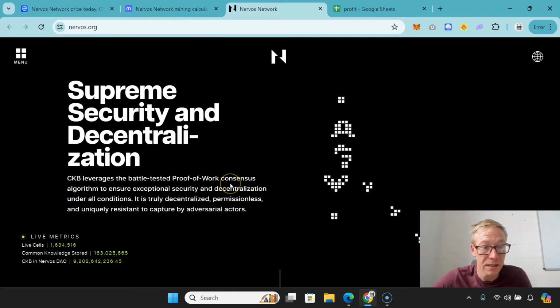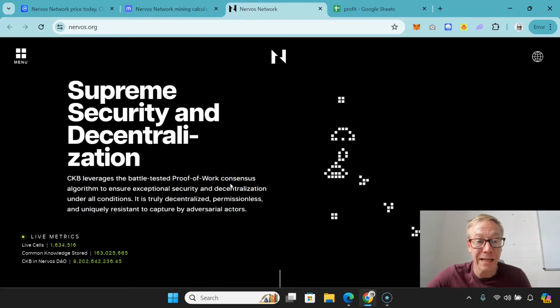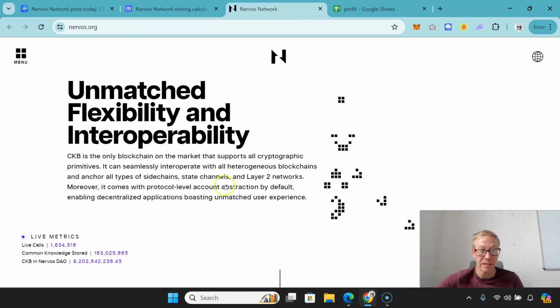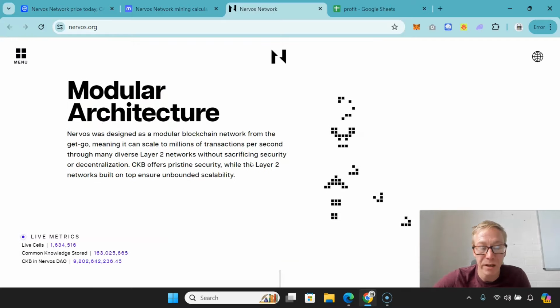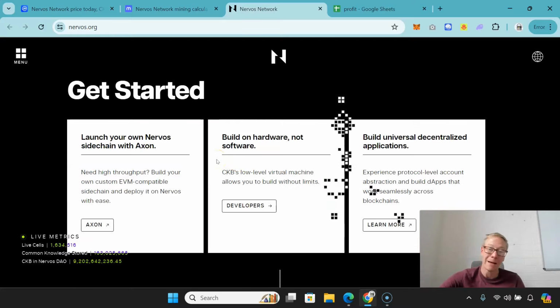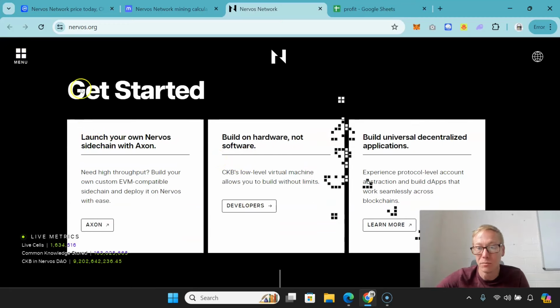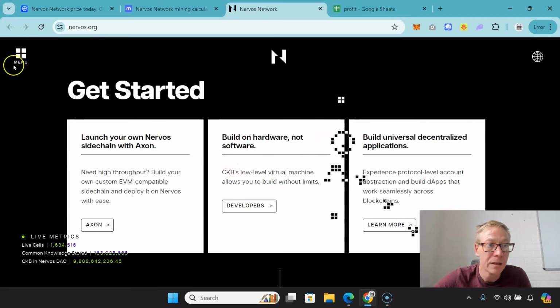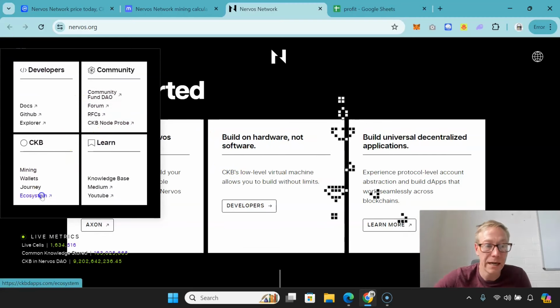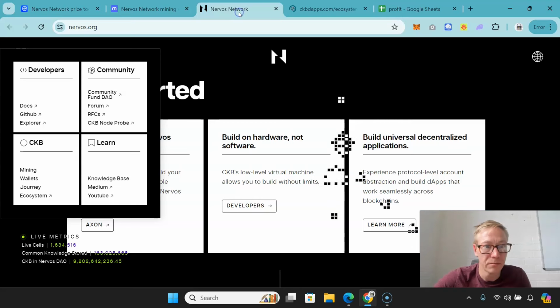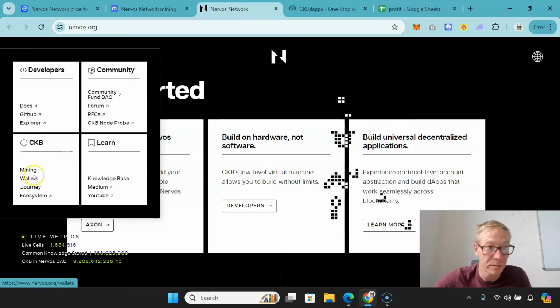Nervos, in terms of what they've actually managed to get done in a very short space of time, is pretty impressive. Live stats wise, you've got 1.6 million Common Knowledge stored, over 163 million CKB in the Nervos DAO, 9.2 billion. So they've got a good amount in the treasury to push on building and development. Personally, I'm not a huge fan of the way the website is. However, from my perspective, that is a common problem in the crypto space.